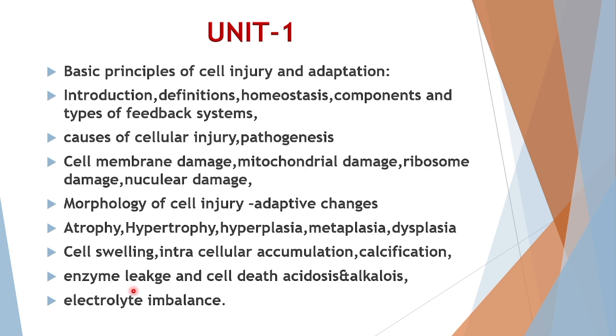Okay, next, electrolyte imbalance. What are electrolytes? Electrolytes are mostly sodium, chloride, phosphates, sulfates, etc. Electrolyte imbalance mostly occurs in conditions like dehydration and overhydration, and when other medications are used. Okay, these are some of the important topics in the first unit.